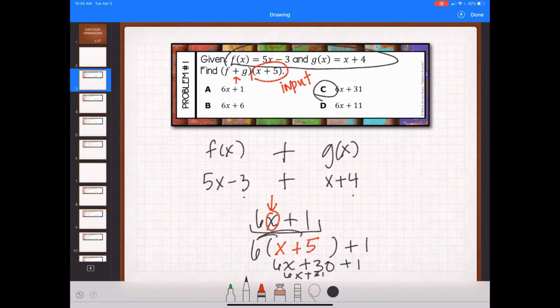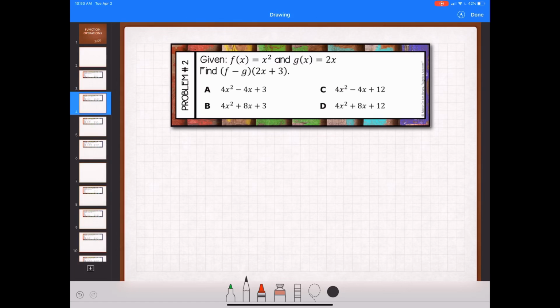Answer choice C. Okay, next problem. So we look at what it asks us to do. It's asking us to subtract. So we're going to take the f of x function. We're going to subtract the g of x function. The f of x function, according to the given, is x squared. The g of x function is 2x. We are going to subtract them. When I look at the x squared minus 2x, I can't combine like terms or do anything else to simplify it, so I'm just going to leave it like that.